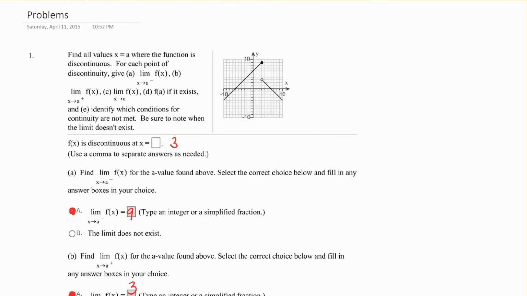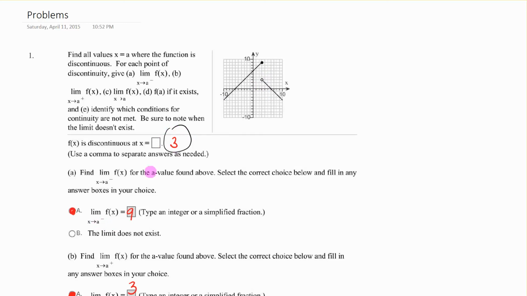All right, number 1 gives us a graph, and on your computer you could certainly make this a little bit larger, but it asks us several things. So for the first part, it says find the limit of f of x as x approaches a from the left. So as we approach a from the left, and we found our a that we're worried about by saying where is it discontinuous? And it's discontinuous at 3. So we're letting that be our a.